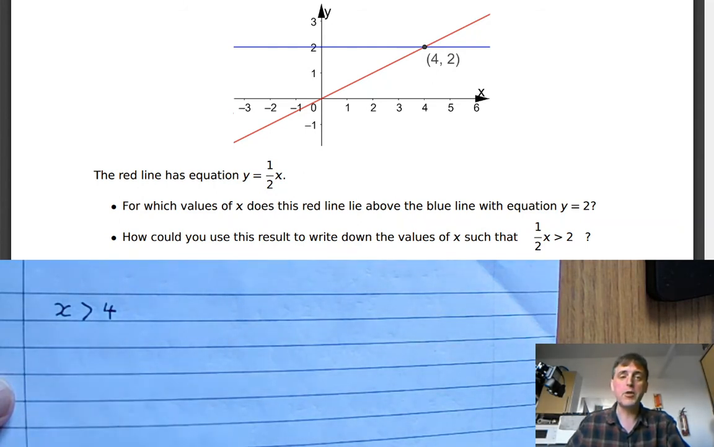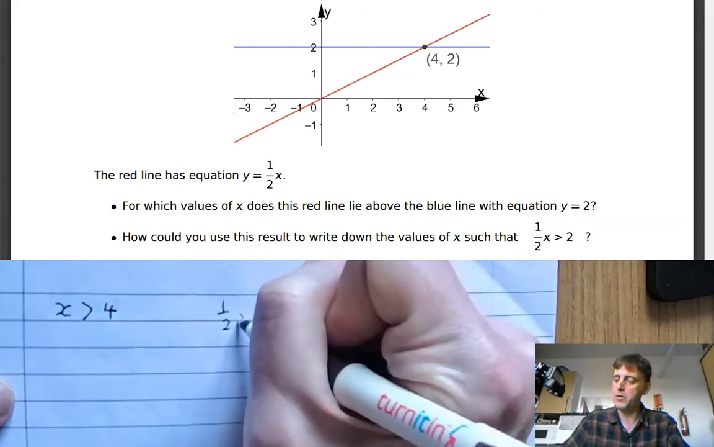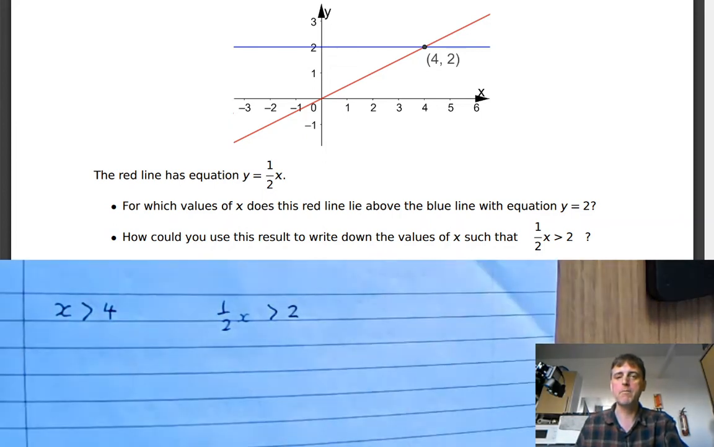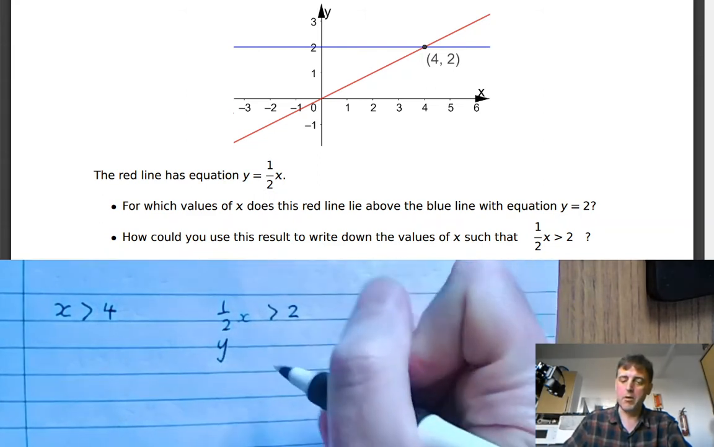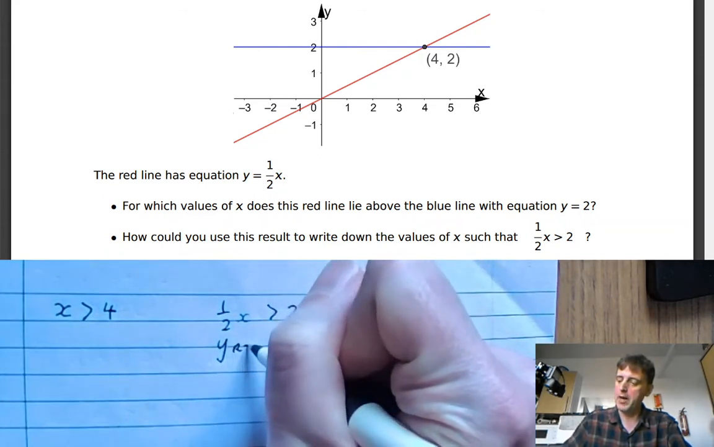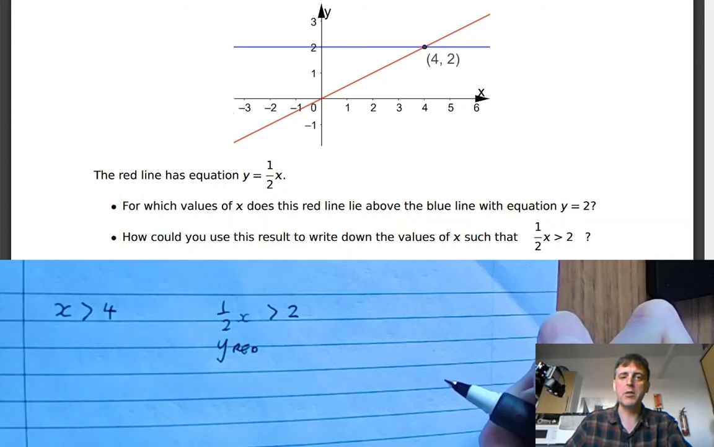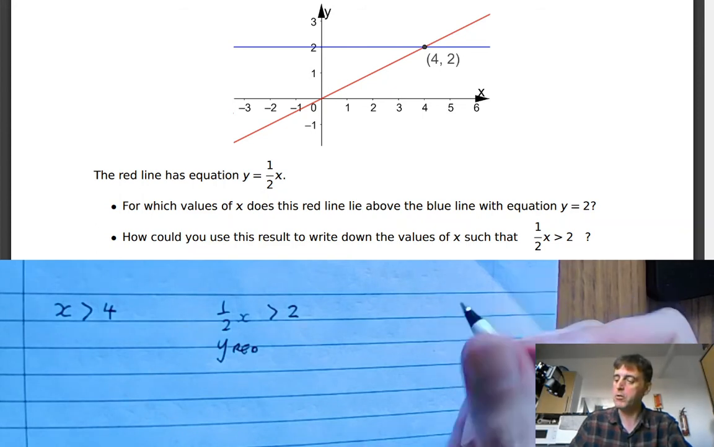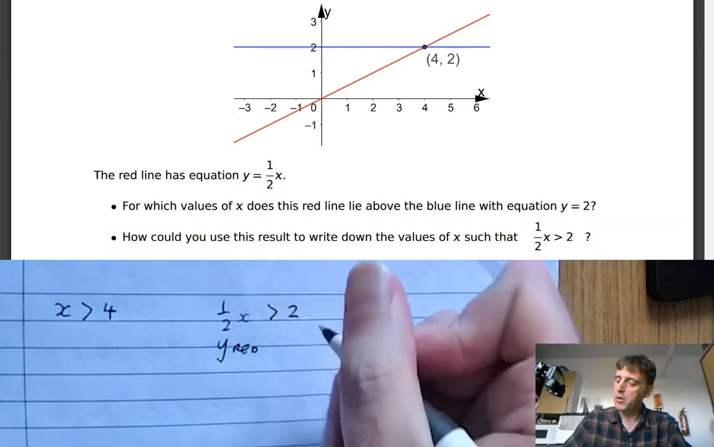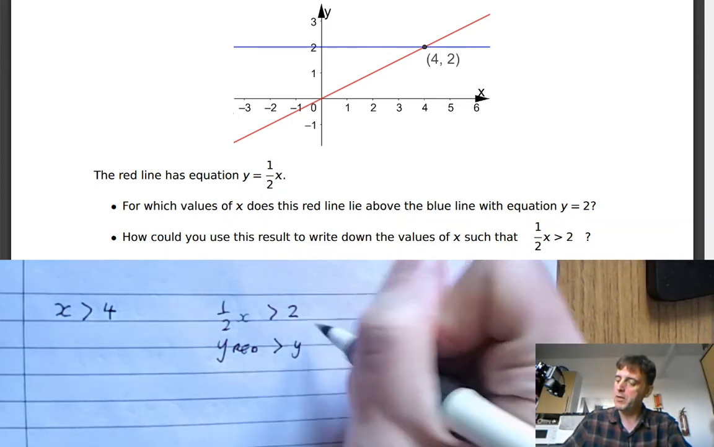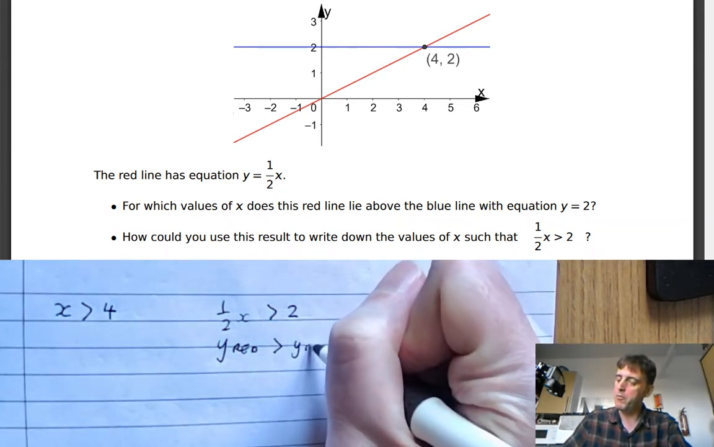Okay, next question, it says, how could we use this result to write down the values of x such that a half x is greater than 2? Well, relating that back to the graphs, half x, that's going to be the y coordinate on the red line. I'll just write that as y red, because of course that red line has equation y equals a half x. The blue line has equation y equals 2, so that 2 there would be the y coordinate at every point on the blue line.